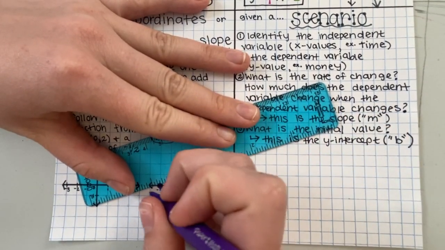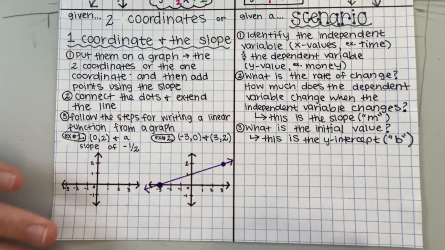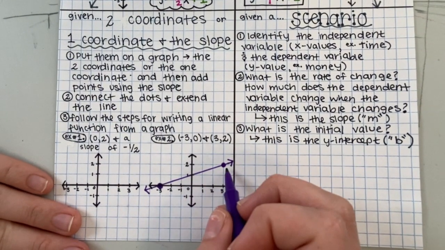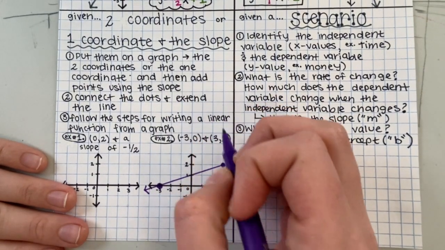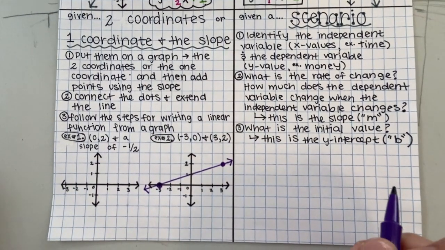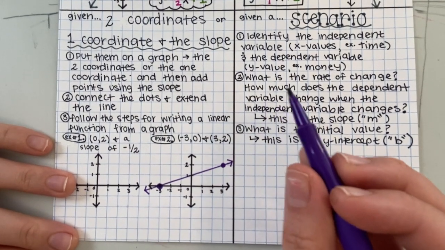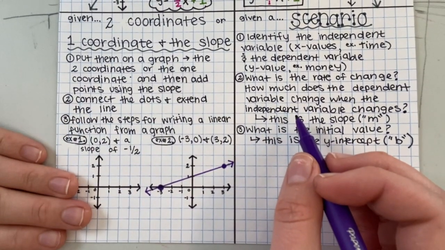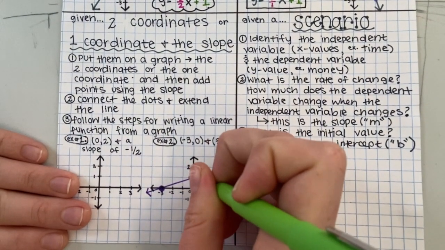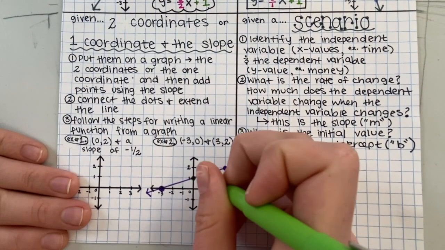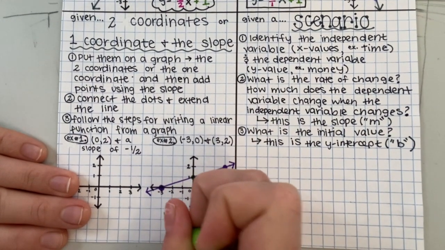I need to use a straight edge because I'm going to be looking for my y-intercept, and if my edge isn't straight, I could mess that up. So I plotted my 2 points, connected the dots, and extended the line. That was step number 2. Then I'm just going to follow my steps for writing a linear function from a graph. Just like before, we're following those same steps to make our life a little easier. My first step is to identify the y-intercept. The y-intercept for this equation is also just 1. That has been our y-intercept for a lot of them. So b equals positive 1.